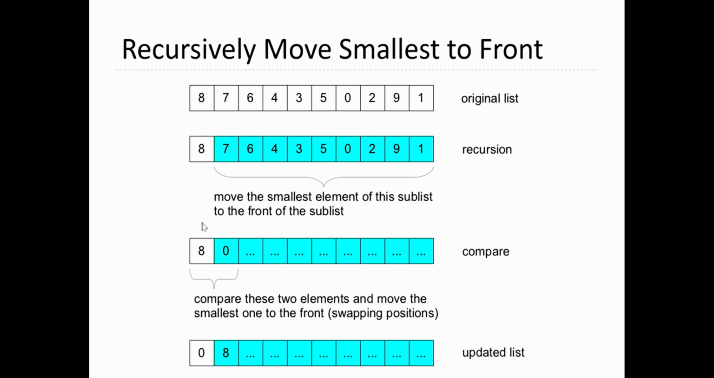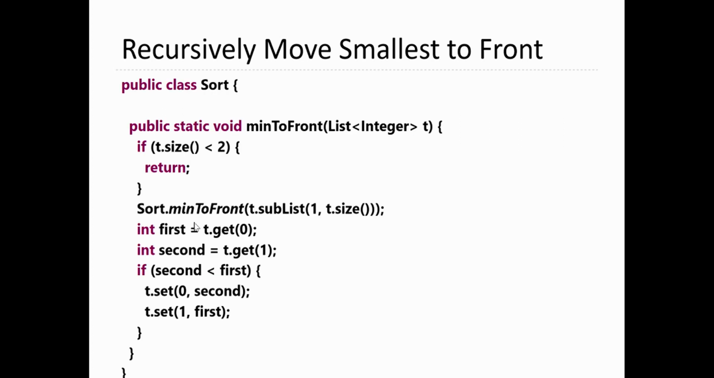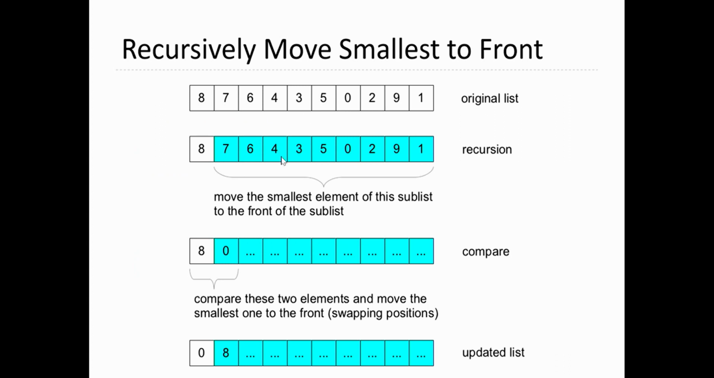And now you do the comparison. So I get the first element in the list, I get the second element in the list. Now remember, sublist doesn't return a new list for Java lists. Sublist returns the part of the list that contains the sublist. So if I modify the sublist, the original list is also modified. In other words, if I move the 0 to the front of that sublist, then in the original list, that 0 really is at the front of the sublist.